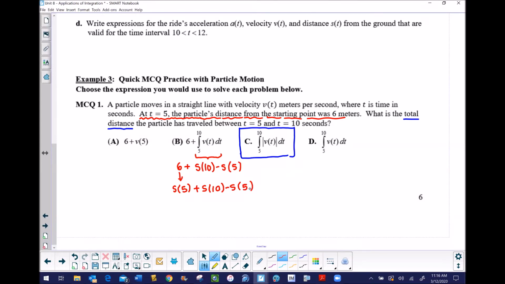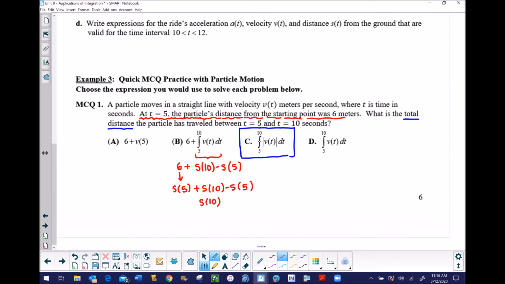Well, you don't have to type that in the chat because I think it's pretty clear. It's just the position at time 10. So if you had to interpret what B means, it's just how far away from the starting point we are at time 10. Notice that that's not the same thing as the distance we've traveled from the starting point, nor is it the distance that we've traveled between times 5 and 10.